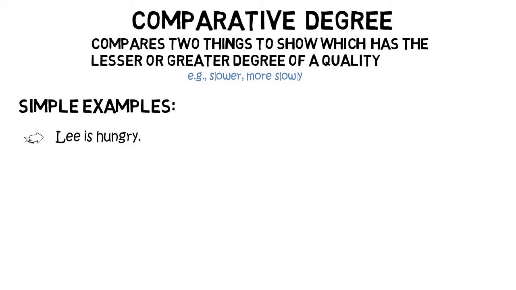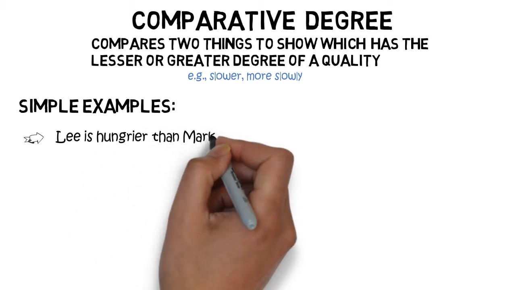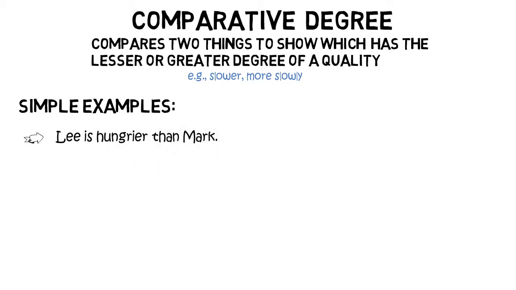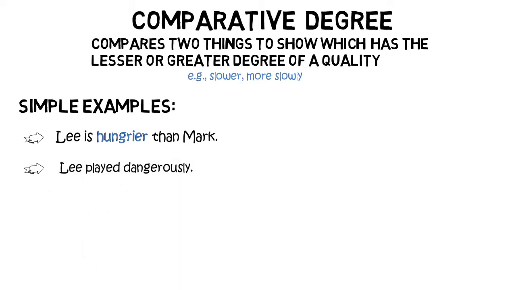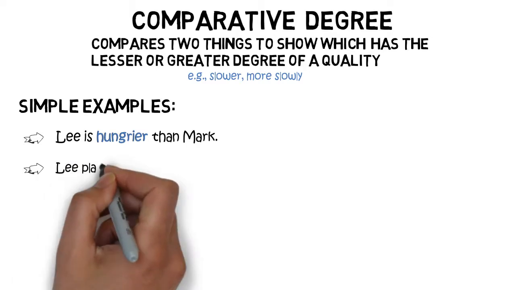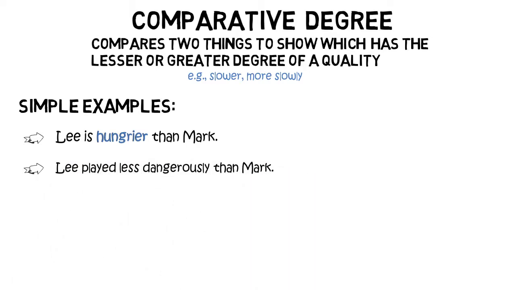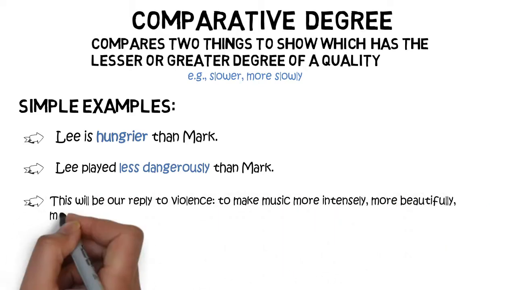Let's look at some simple examples. Lee is hungry. So this is not the comparative degree. Lee is hungrier than Mark. That is the comparative degree. It compares two things. Lee played dangerously. Lee played less dangerously than Mark. Again, a comparison of two things. How Lee played and how Mark played.